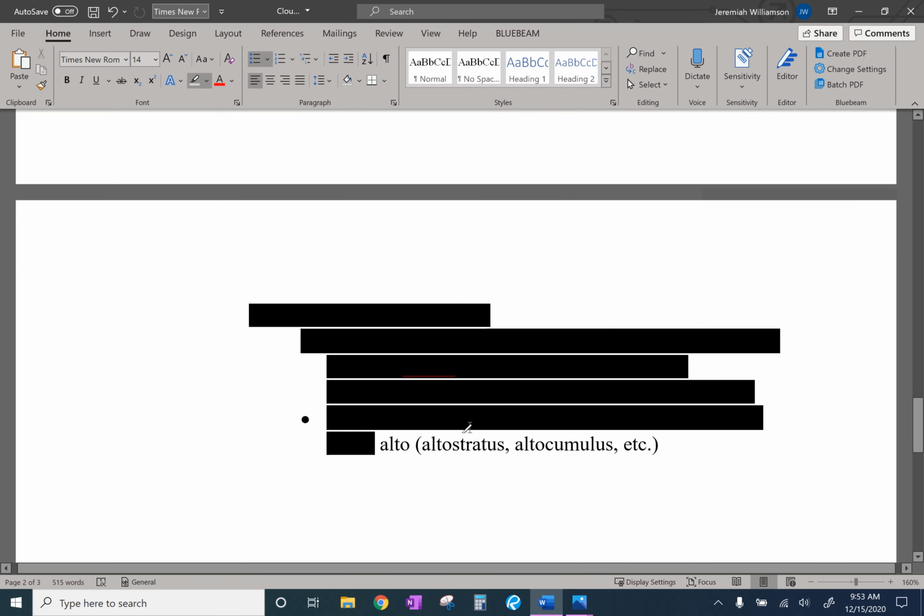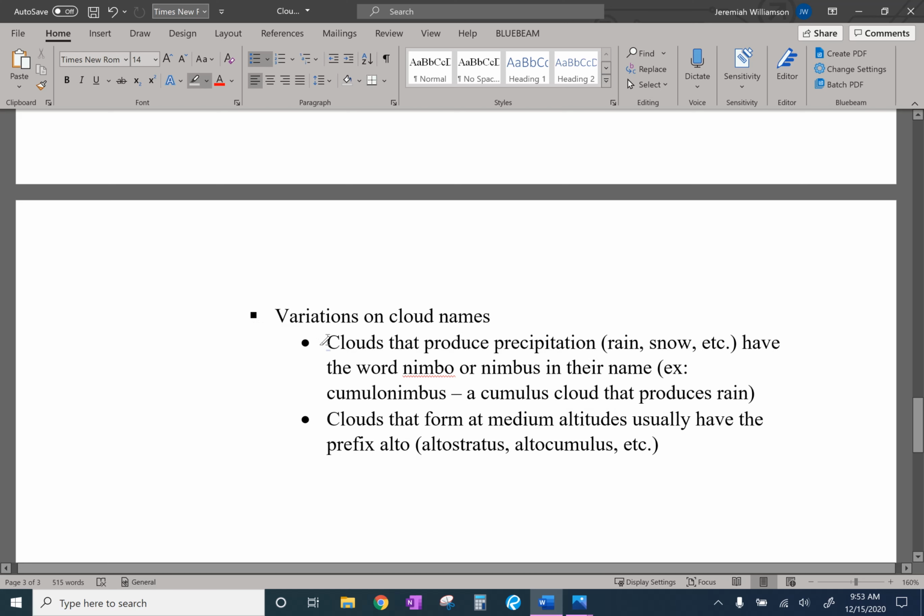All right, the last couple of things that we have here, and I'm going to go ahead and reveal all of this, are the variations on cloud names. Clouds that can produce precipitation. Remember, precipitation is rain or snow, any kind of liquid or solid water that falls from the sky. Usually clouds that produce those have the word nimbo or nimbus in their name.